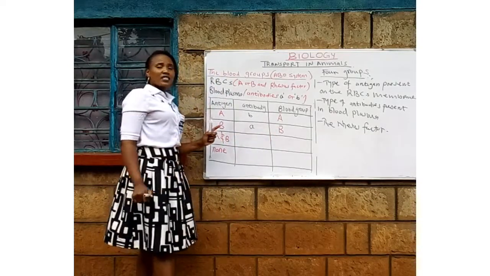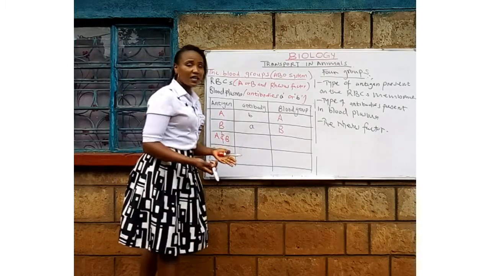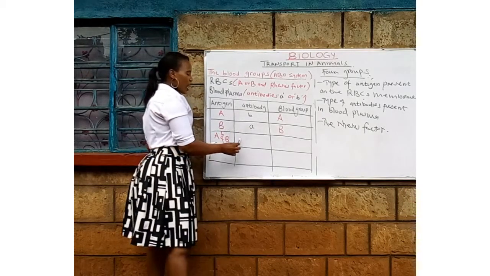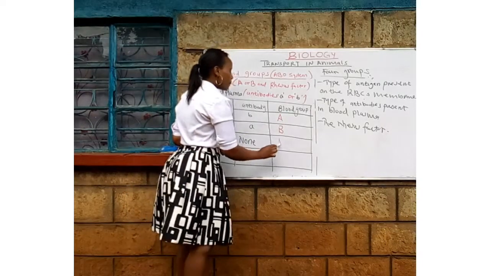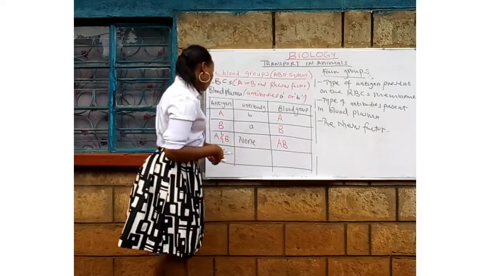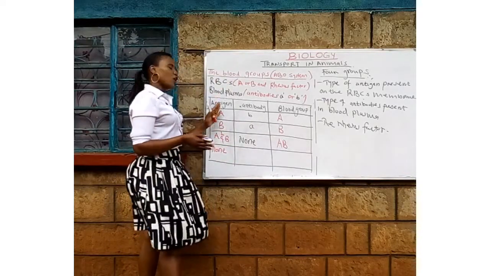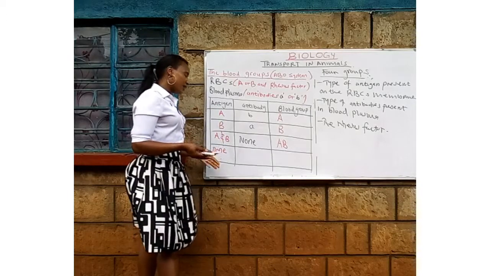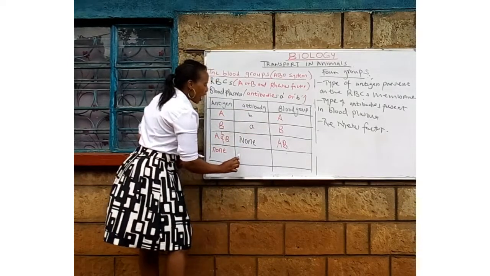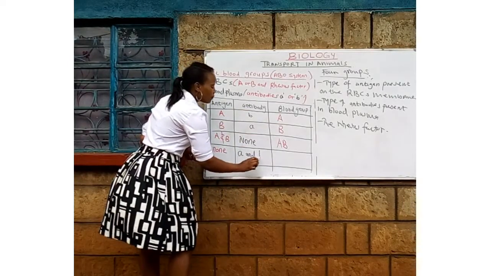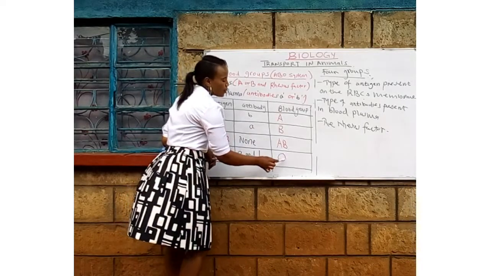Suppose the red blood cell of a person has both antigen A and antigen B. This means that the blood plasma of that person will not have any of the antibodies, and the corresponding blood group will be blood group AB. What if the red blood cell of another individual lacks both antigen A and B? Then the blood plasma of that person will have both antibody A and antibody B, and the corresponding blood group as a result will be blood group O.